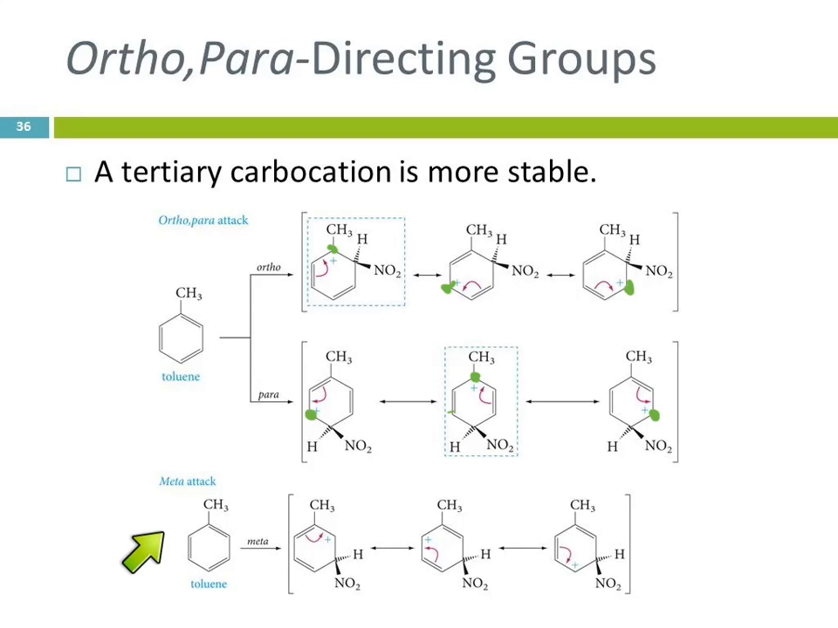If we attack in the meta position, we end up with the carbocation on this carbon, that carbon, or this other one, and those are all secondary carbons. So the carbocation here is less stable, and that's why for the methyl group, we get the ortho-para attack being preferential. Does that make sense? It's because of where the carbocation can be. This one in the box here, the blue dotted box, that's more stable, and this is more stable. And if the carbocation is more stable, that reaction is more likely to occur.